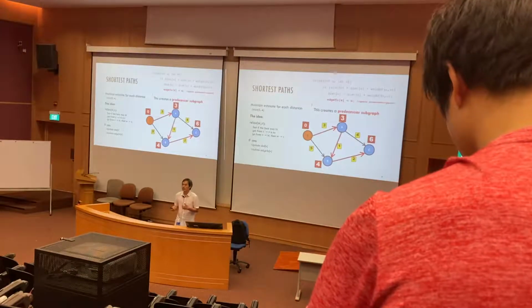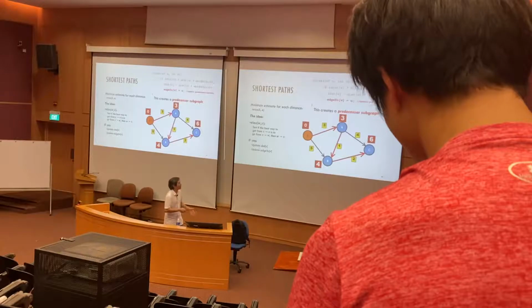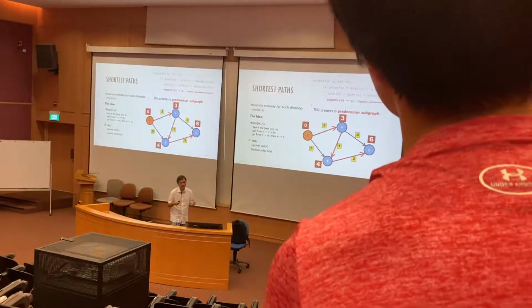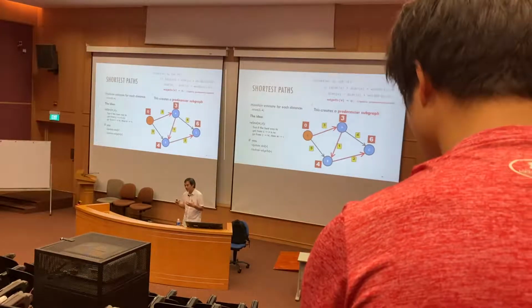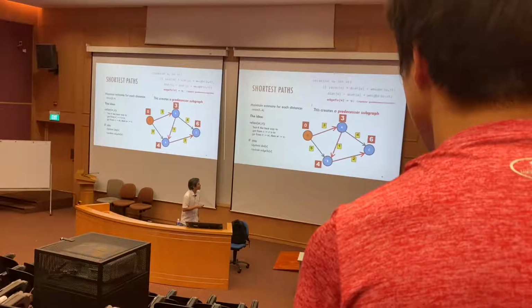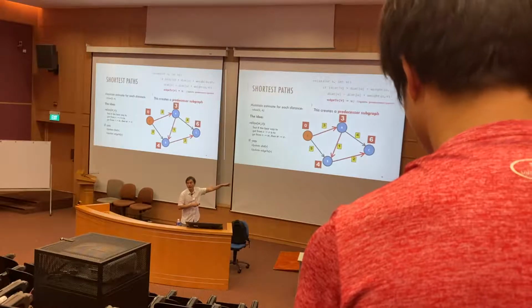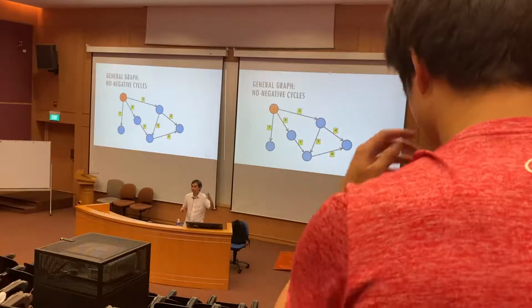So this constructs something called a predecessor subgraph. A subgraph, if you remember, is just a subgraph of the original graph, so it contains a subset of the edges and vertices. And this predecessor subgraph basically stores where you come from on the shortest paths. It stores your parent on the shortest path. So that's what it does.